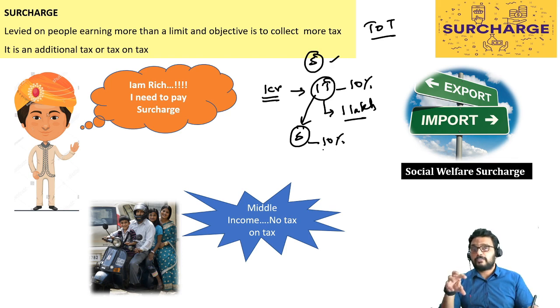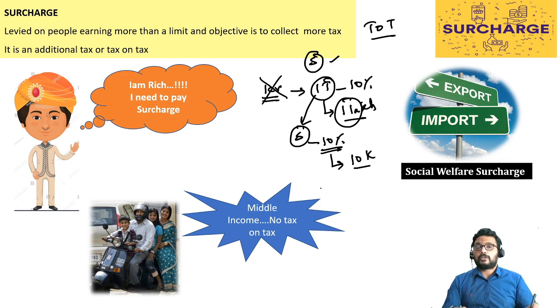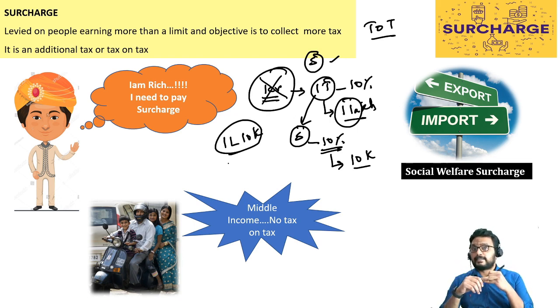So the surcharge will not be on your income. The surcharge will be on the tax amount which you are paying, that is on the 1 lakh. If you apply a 10% surcharge, it is around 10,000. So the overall tax you pay to the government is 1 lakh 10,000 out of your earning, which is 1 crore. So this is the concept of surcharge.